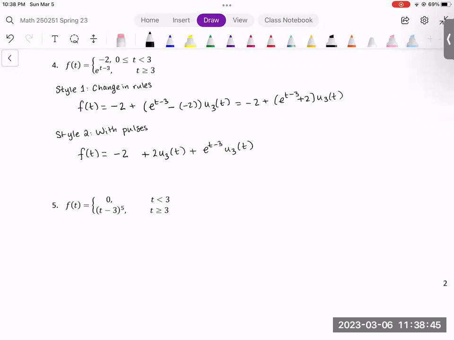Okay, all right, we can see this is the same expression. Great, let's try out the next one. So here, this function is equal to 0 when t is less than 3, and t minus 3 to the 5th when t is greater than or equal to 3. Okay, so we're going to write f of t is equal to u3 of t times t minus 3 to the 5th.